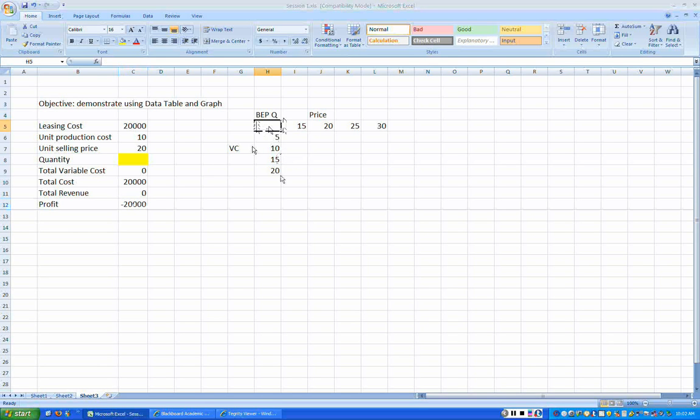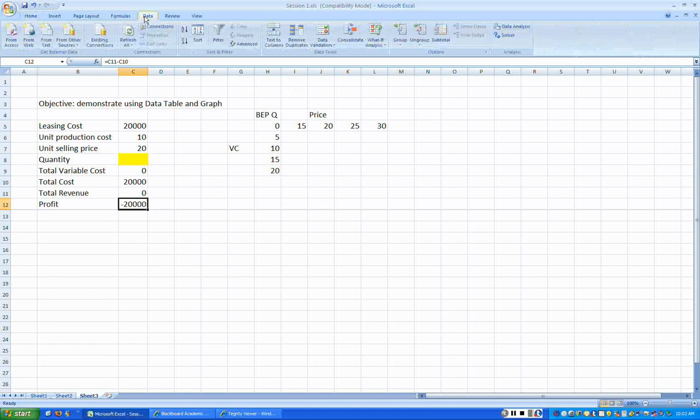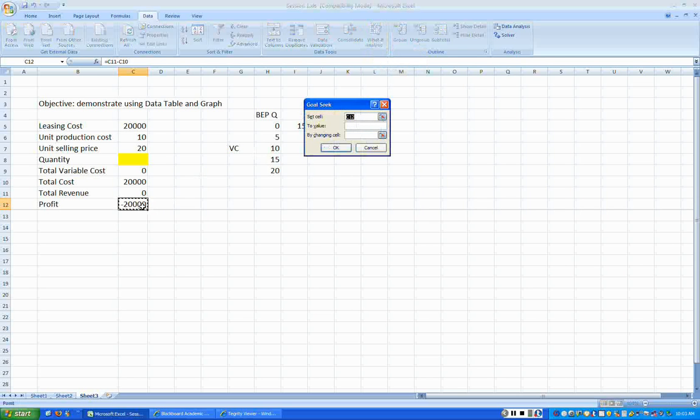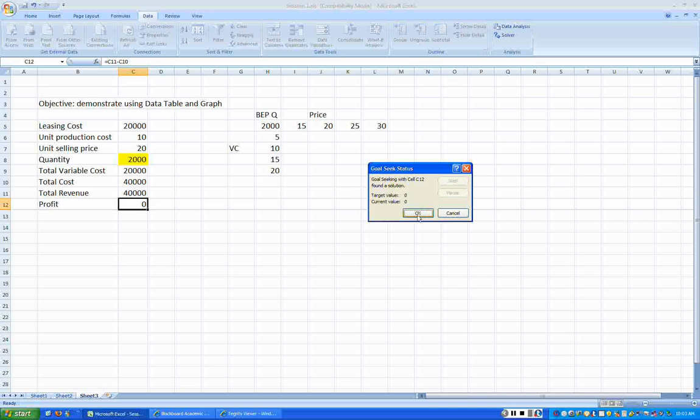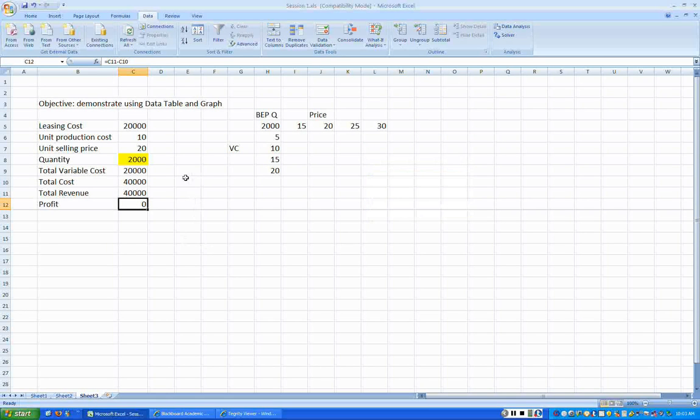Okay, break-even quantity in our table here is given by that. So I'm going to put it there. Now I'm going to use the goal seek function over here. Click on data, click there, goal seek function. Set the target cell, the profit, to 0, and what is that quantity that fetches us this? Okay, so that is, now for us to break even for this given data set, we should produce at least 2000 quantity.